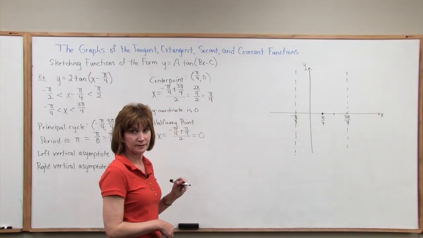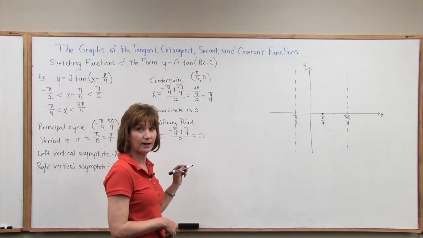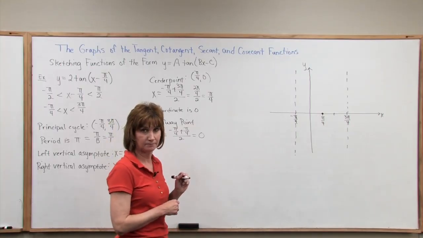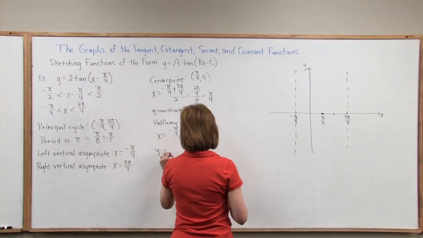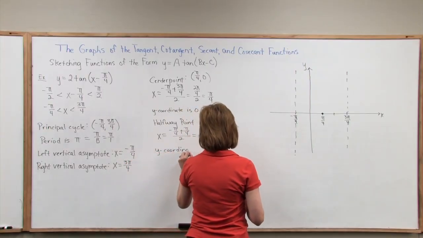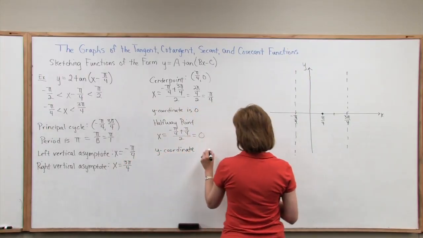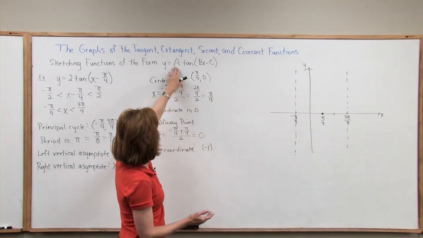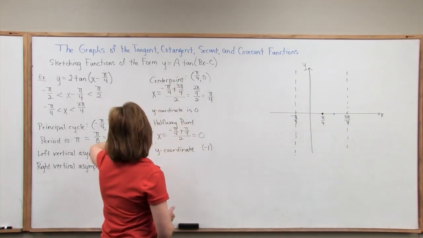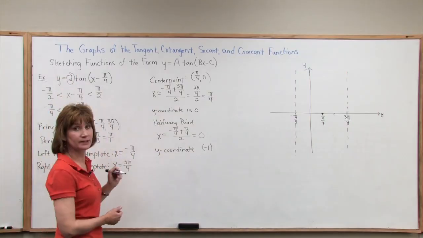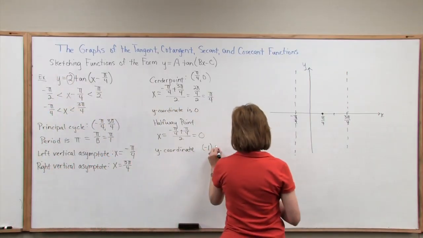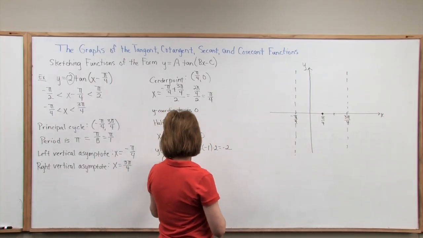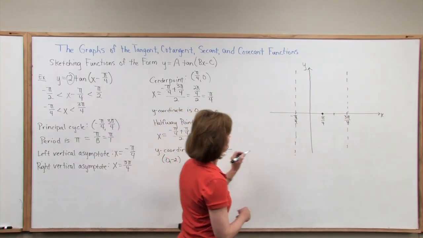The y-coordinate. Well, remember the y-coordinate for the normal tangent was going to be down at negative 1. So what you do to get the y-coordinate of this halfway point, you're going to multiply that y-coordinate of negative 1 for the basic tangent, and you're going to multiply it by a. Notice in this case my a is 2, so I'm going to do negative 1 times 2, which gives me negative 2. So this halfway point would be 0, negative 2.